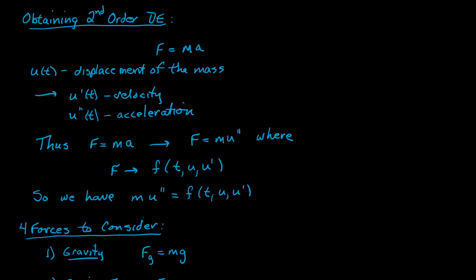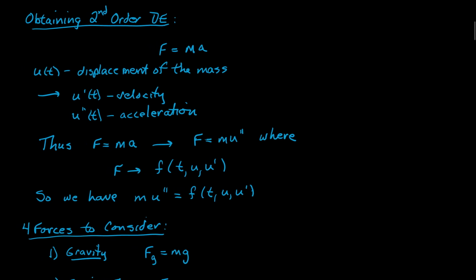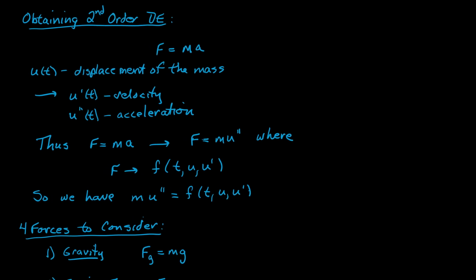In order to model this, we're going to use a second order differential equation. And the way that we're going to go about this is by starting off with a fairly simple formula that you're familiar with. Force is equal to mass times acceleration. We're also then going to define u(t) as the displacement of the mass. This is going to talk about how far down or how far up do you initially pull the mass down or push the mass up.